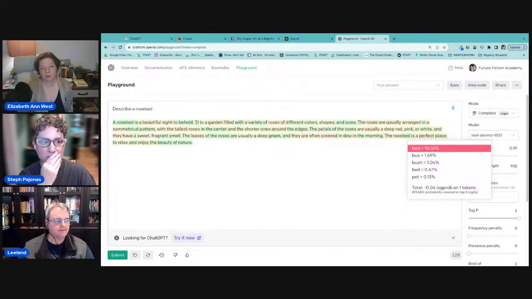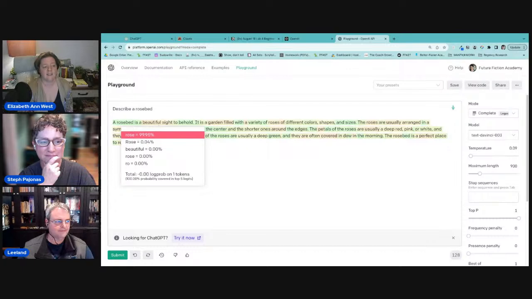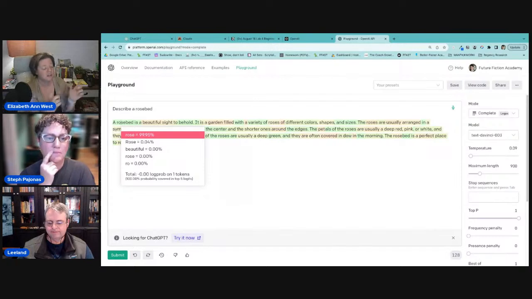So for those of you who hated math class and pages and pages of math, this thing did like 10 calculations in a split second for one sentence. Right, Leeland? Because it calculates, and then it calculates again for the next token. Then it takes those two tokens into consideration for the next token.